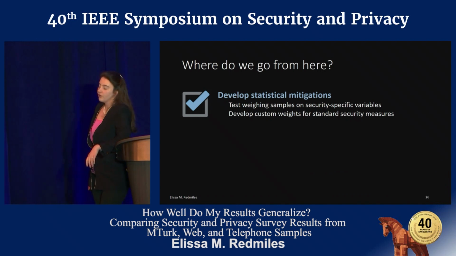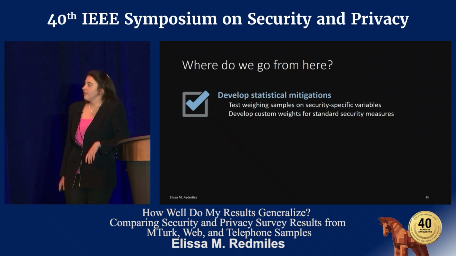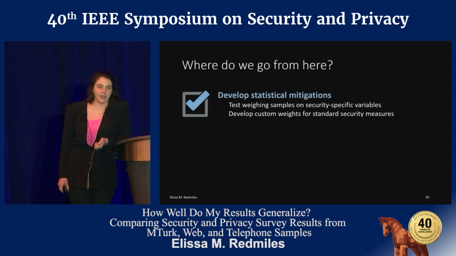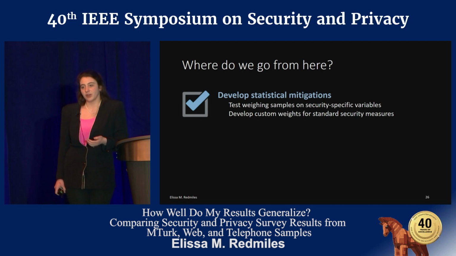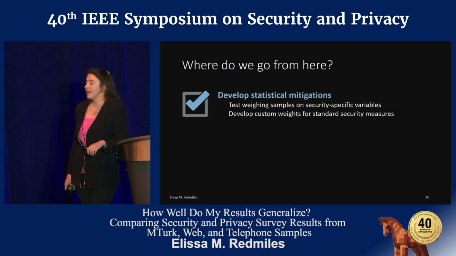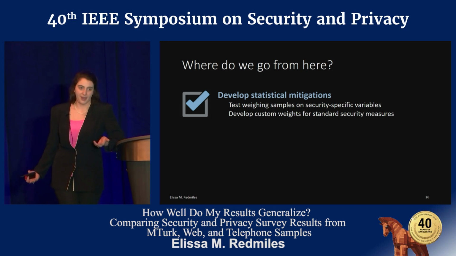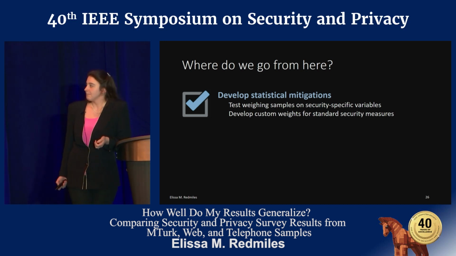So in terms of future work, we need to work on developing additional statistical mitigations, so figuring out the right weighting variables for online security surveys, since asking people questions about the internet while they are online is fundamentally different than asking them about their health behavior through an online survey.